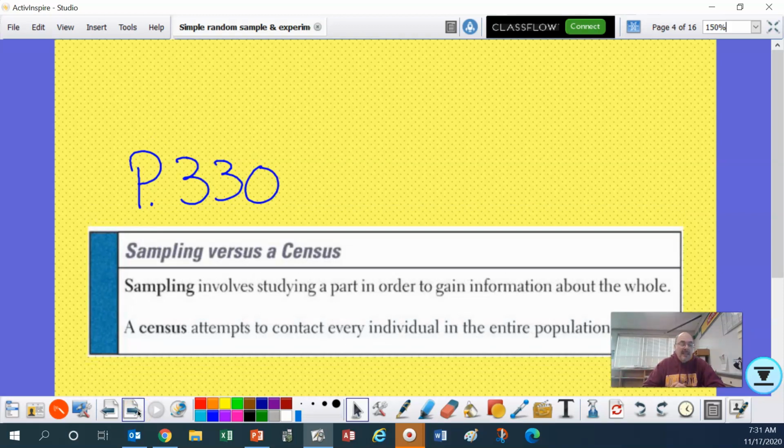Sampling versus a census. Remember, sampling involves studying a part in order to gain information about the whole. The census, which the United States just did, and I don't think they did a very good job of it, but that's my opinion, attempts to contact every individual in the entire population.